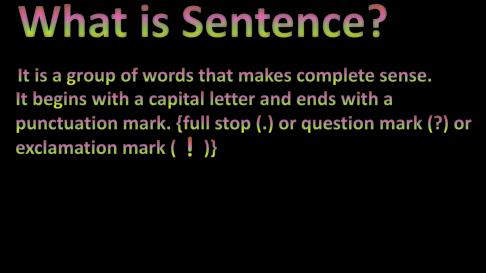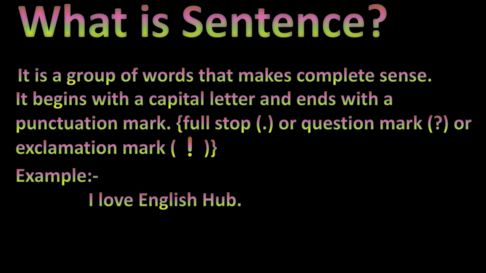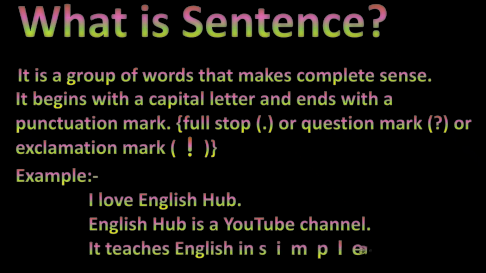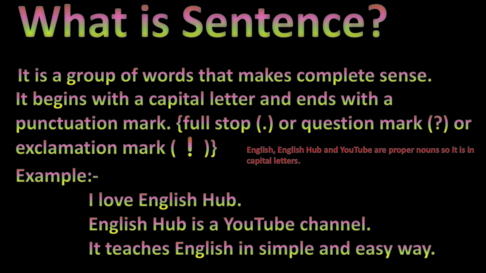So here are the examples. The correct one: "I love English Hub." This is a proper, correct sentence giving a proper meaning. It begins with a capital letter and ends with a full stop. Similarly, the second one is "English Hub is a YouTube channel." And the last one is "It teaches English in simple and easy way." So these are the sentences which give complete meaning, begin with a capital letter, and end with a full stop.